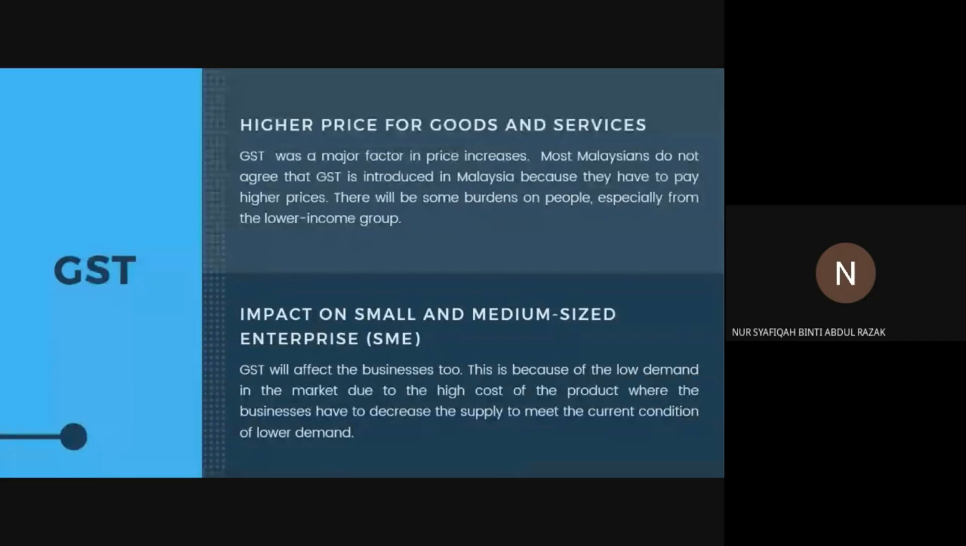The implementation of GST will affect the business too. This is because of the low demand in the market due to the high cost of the product, where the businesses have to decrease the supply to meet the current condition of low demand. The effect is the business have to cut down the expenses such as labor cost due to the lower output needed. This may result in high unemployment in Malaysia.